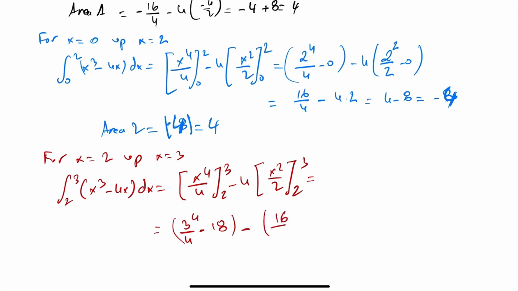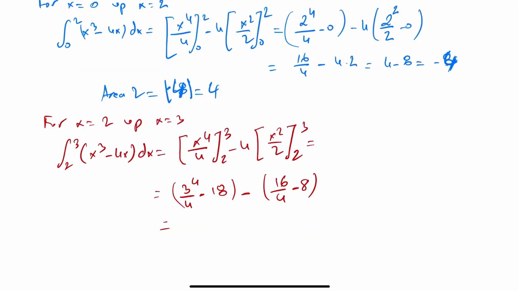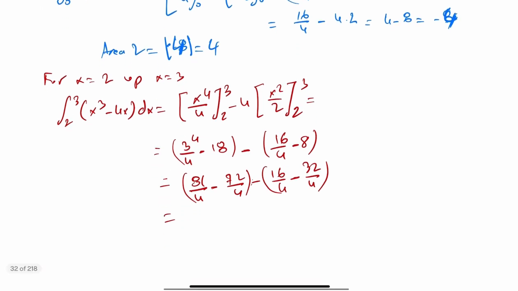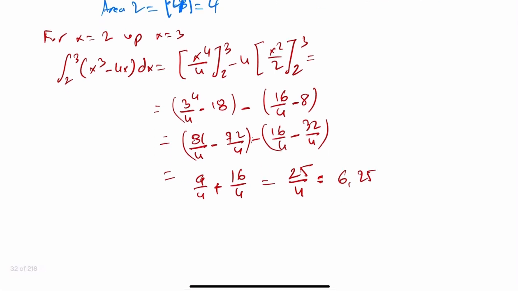minus 16 over 4 minus 8, which gives us 81 over 4 minus 72 over 4, minus 16 over 4 minus 32 over 4, which gives us 9 over 4 plus 16 over 4, which gives us 25 over 4, which is approximately 6.25. So this is area 3.